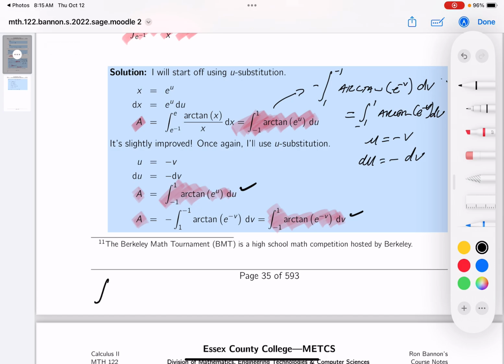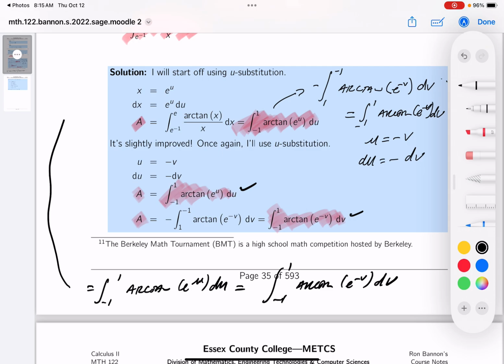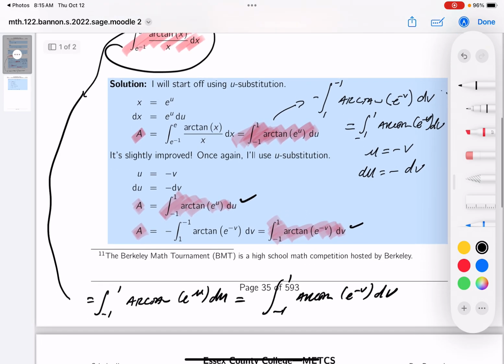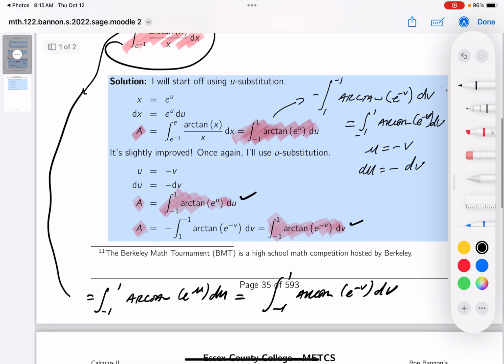I'm saying that the integral from minus 1 to 1 of arctangent of e to the u du is the same thing as the integral from minus 1 to 1 of arctangent of e to the minus v dv. And I'm saying that's the same thing as the original integration, by the way. Now I'm in a loop, but I've got to be honest, these last two integrations are very similar. And I've got to think about this arctan function.